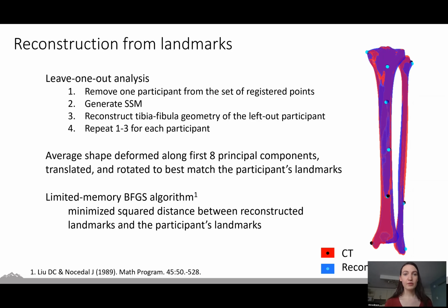So to reconstruct with the SSM and from landmarks, the average shape is deformed along the first 8 principal components and also translated and rotated to best match the landmarks. And this was done using a BFGS algorithm where the objective was to minimize the squared distance between reconstructed landmarks and the participants' landmarks. And you can see an example of a reconstruction in the figure on the right, overlaid on top of the CT data. You can see it's a pretty good reconstruction.